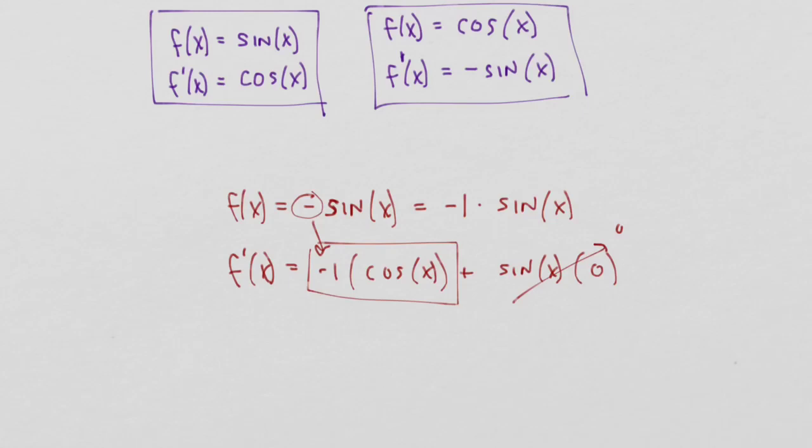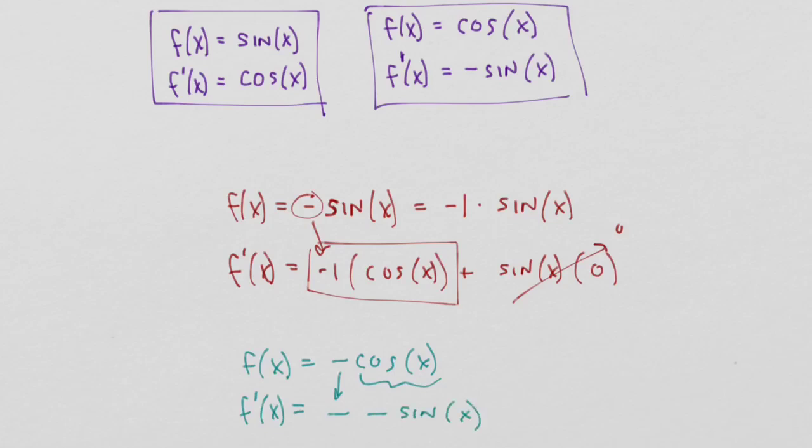And in the same way, if I want to find the derivative of negative cosine of x, f prime of x would equal, there's my negative, and then the derivative of cosine is negative sine of x. So negative sine of x is simply sine of x.